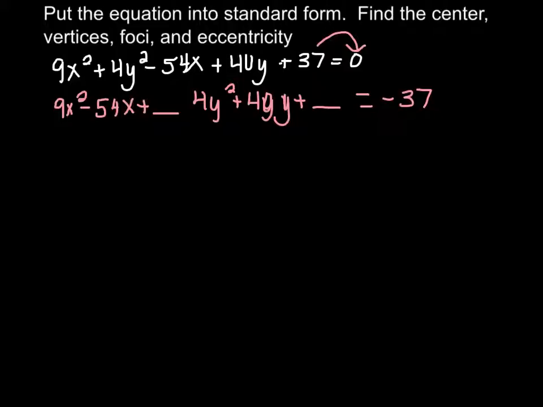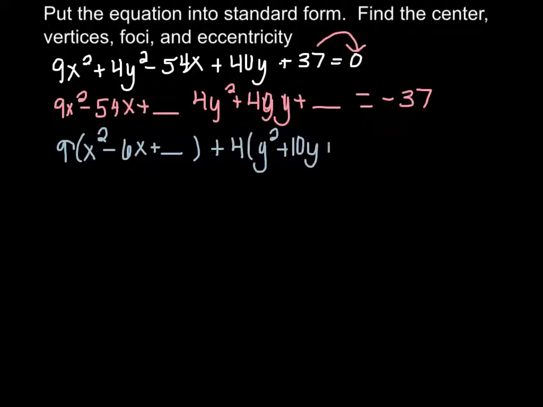All right, from here I need to factor out a leading coefficient. So I'm factoring out a 9 with the x's, and that's x squared minus 6x plus something. I'm going to factor out a 4, which will leave me y squared plus 10y plus something, which equals -37.